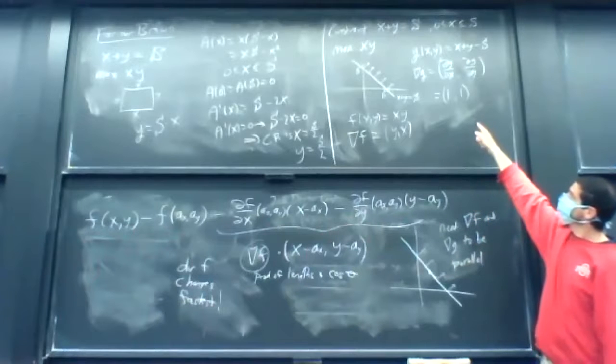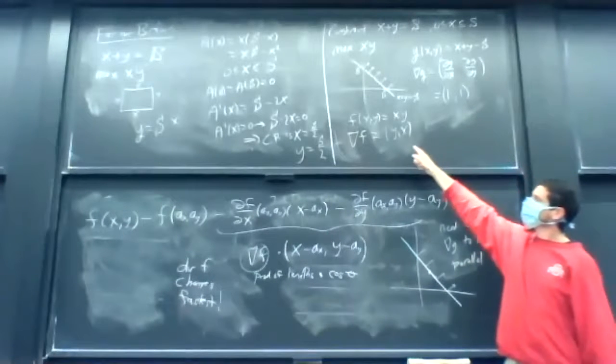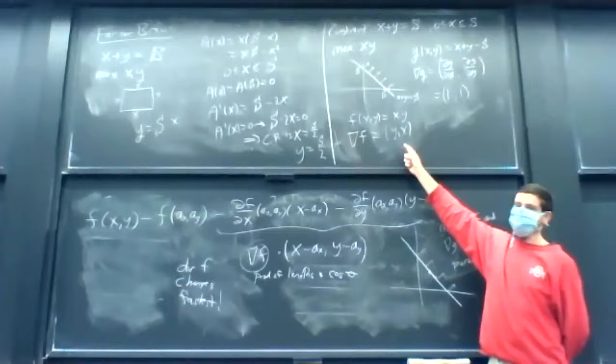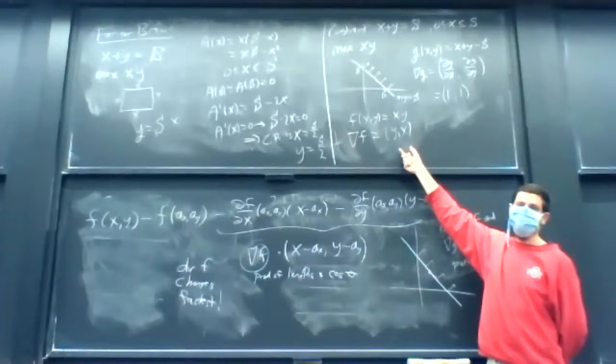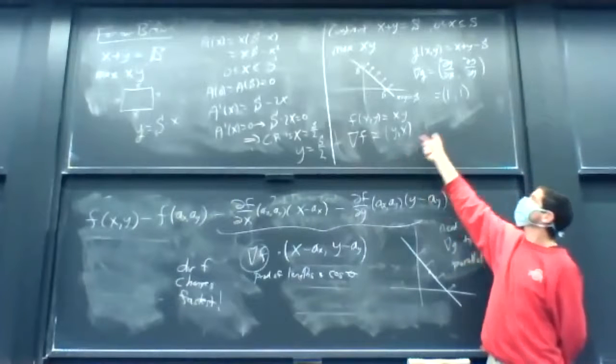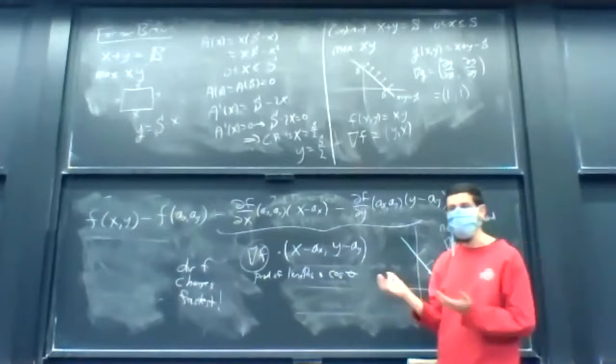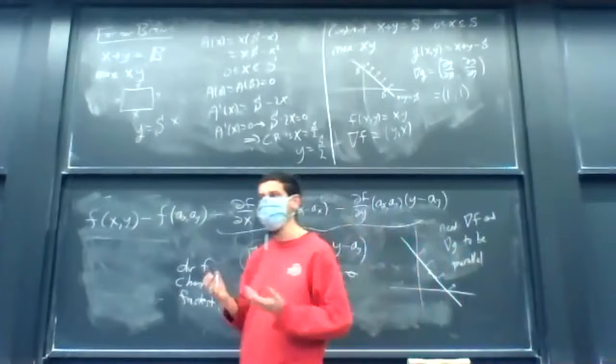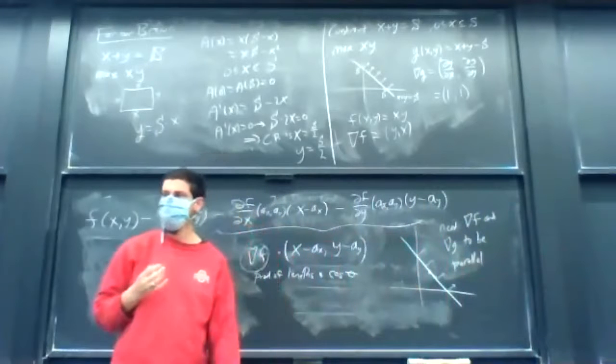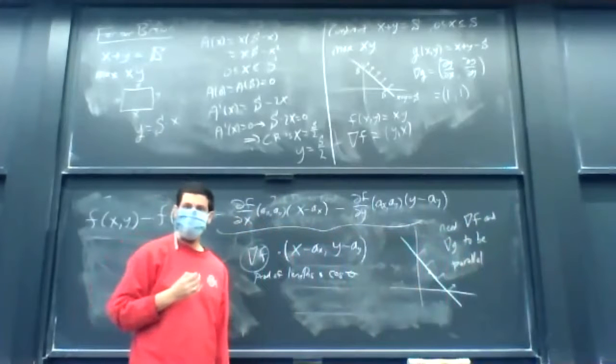And so we know the gradient of g is (1, 1). The gradient of f is (y, x). What's the only time for this problem that (y, x) can be in the same direction as (1, 1)? What must be true about x and y if it's going to be in the same direction as (1, 1)? Nope.